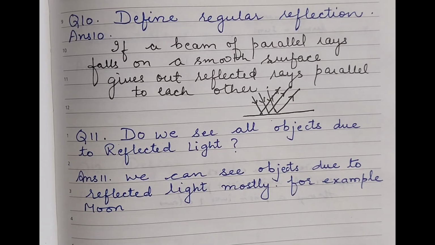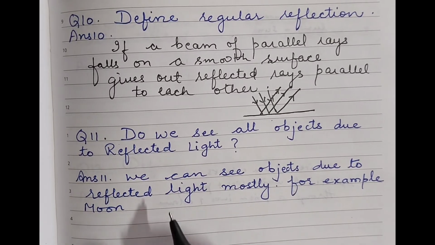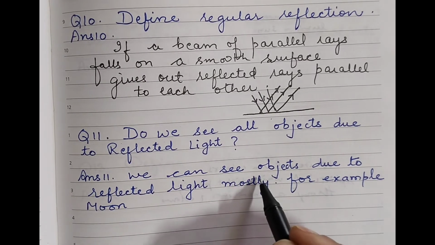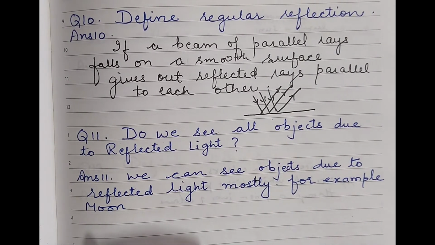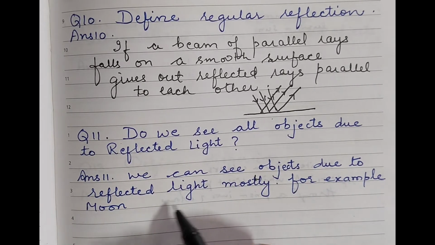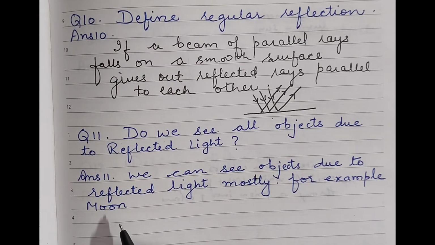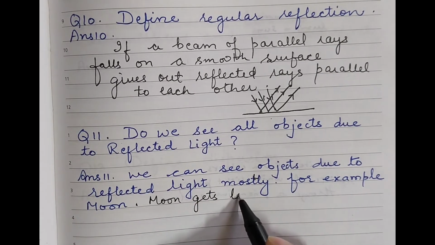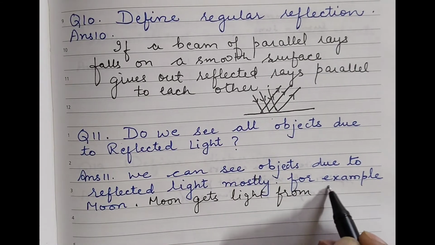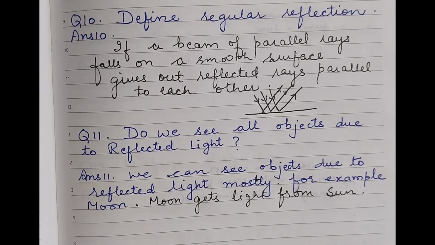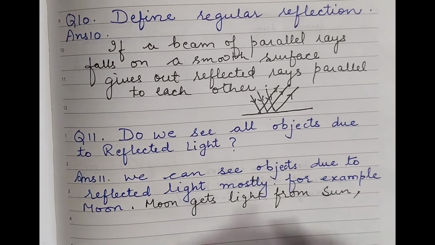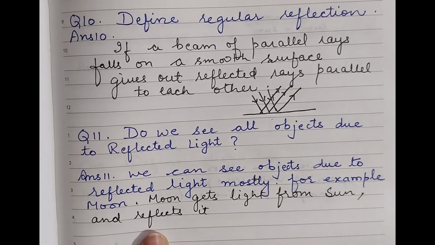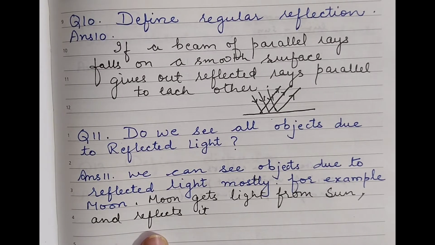Question number 11. Do we see all objects due to reflected light? No. We can see objects due to reflected light mostly, but not always. For example, we can see objects due to reflected light in the case of the moon, but we know the moon gets light from the sun. It has not its own light and reflects it. So the reflected light falls on our eyes and we can see the moon.